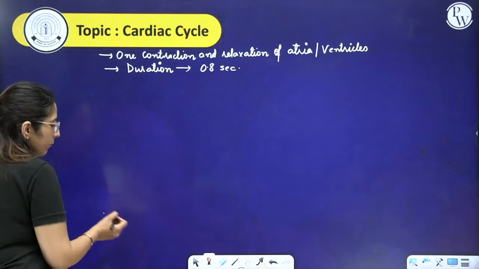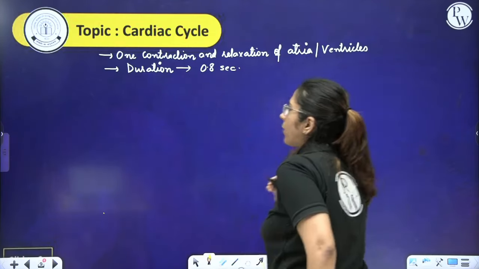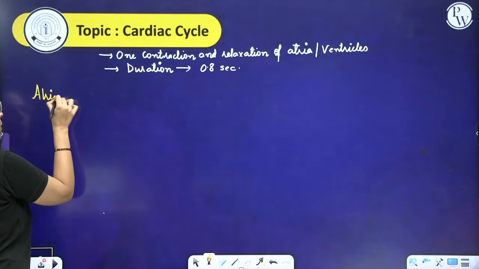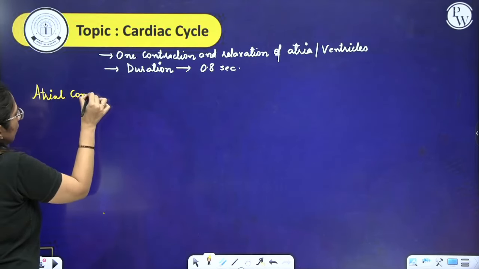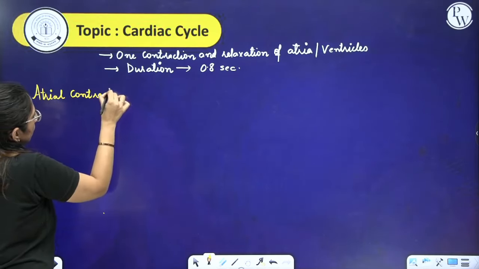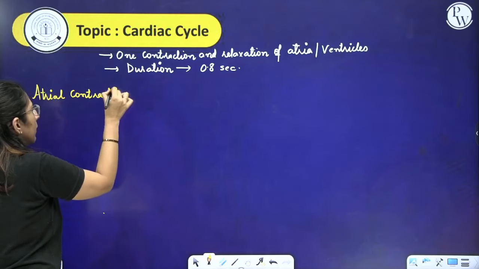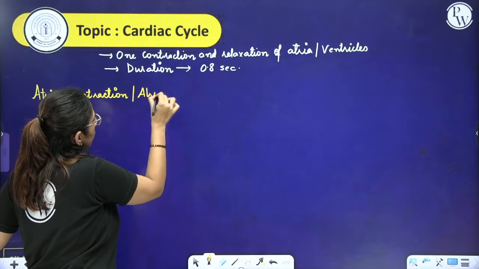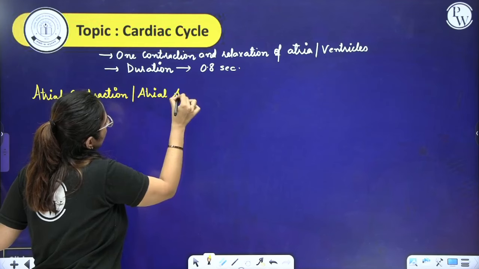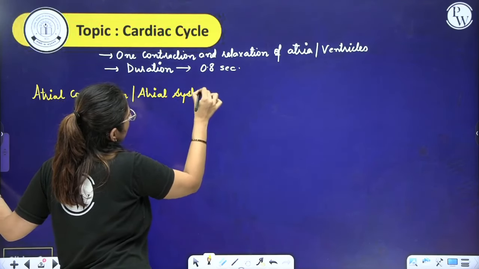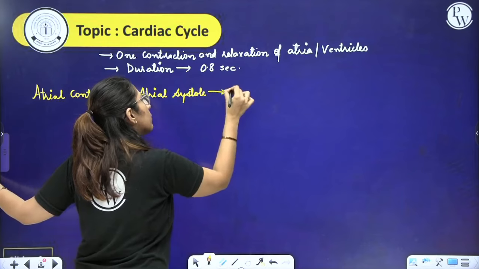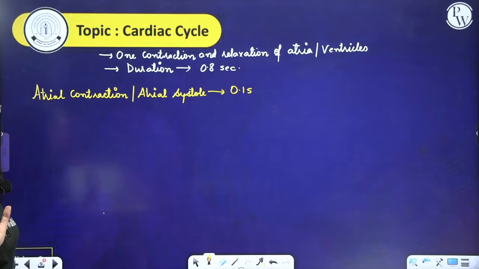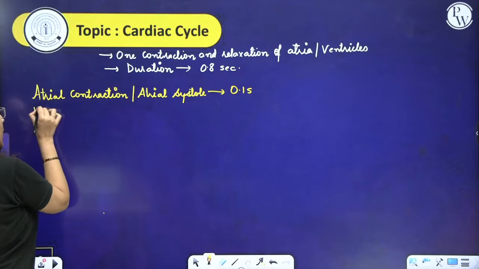Let's talk about first the atrial contraction. Right. So, NCERT says atrial contraction is your atrial systole. Atrial systole. Contraction occurs for 0.1 second. I'll make you understand this topic. Don't worry.